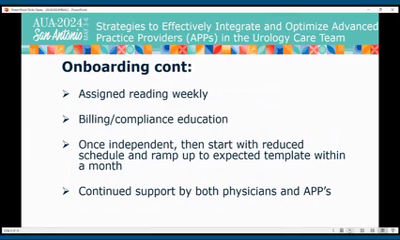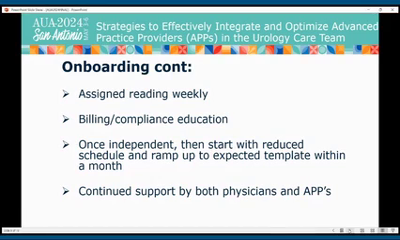We assign weekly reading to each of our new APPs. Everyone, when they start, we get them a copy of the Pocket Urology Guide, and that becomes one of their biggest resources that they can go back to and look things up. We try to assign the reading based on what subspecialty they're going to be in, and then really focus on what they've learned in that.